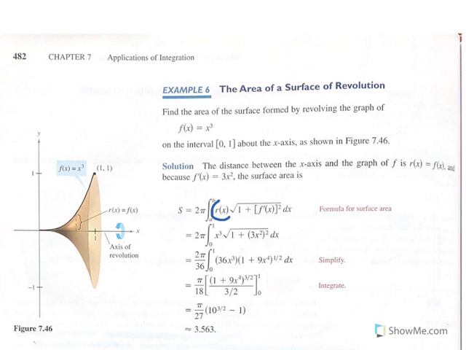So that's how you set it up. You replace r of x with x cubed. The derivative of the function is 3x squared, so you write that in for f prime, and then you have to square it. So 3x squared squared is 9x to the fourth, and then you are taking the square root of that, which is the same as raising to the 1/2 power.